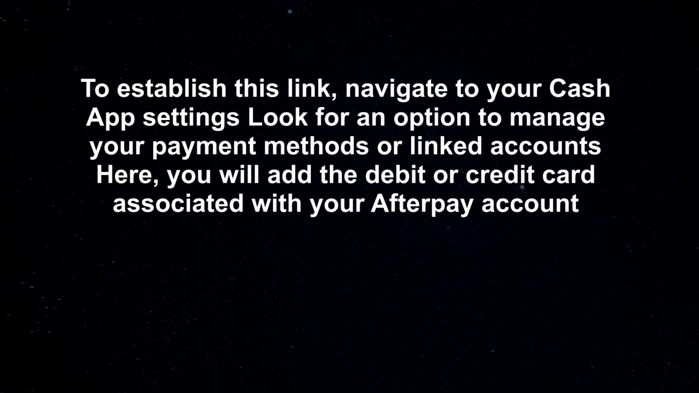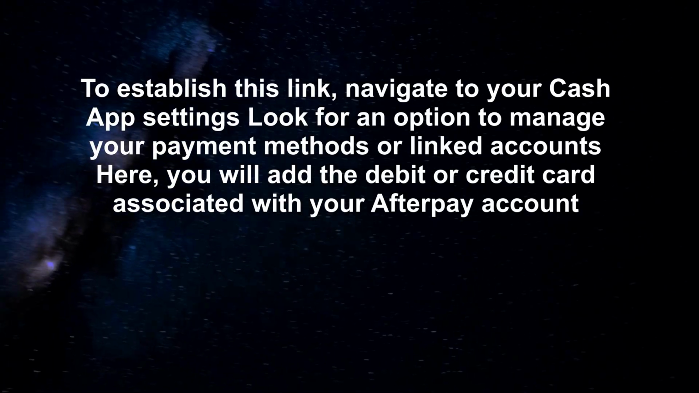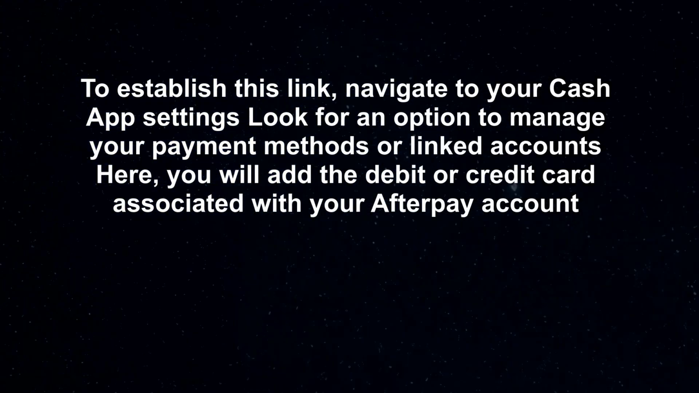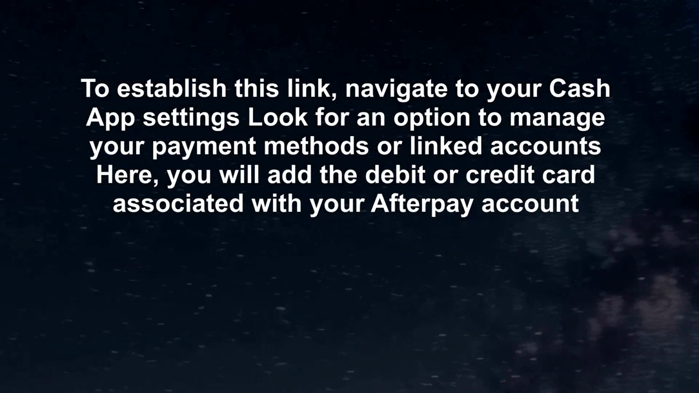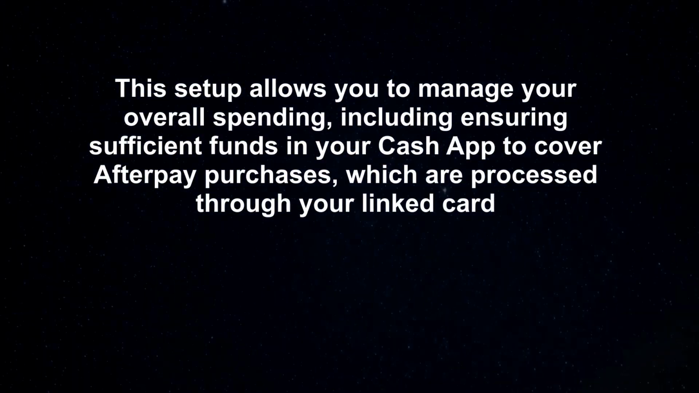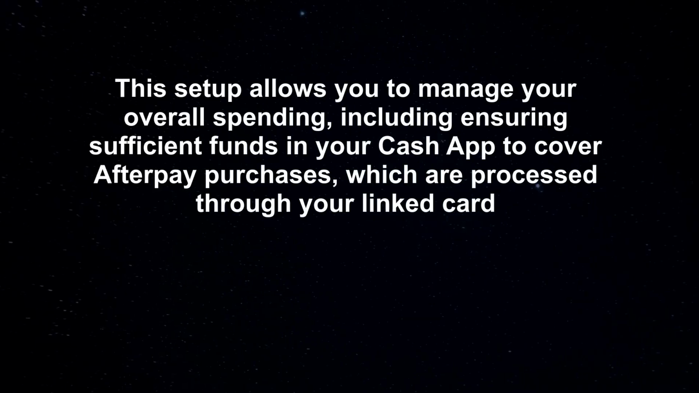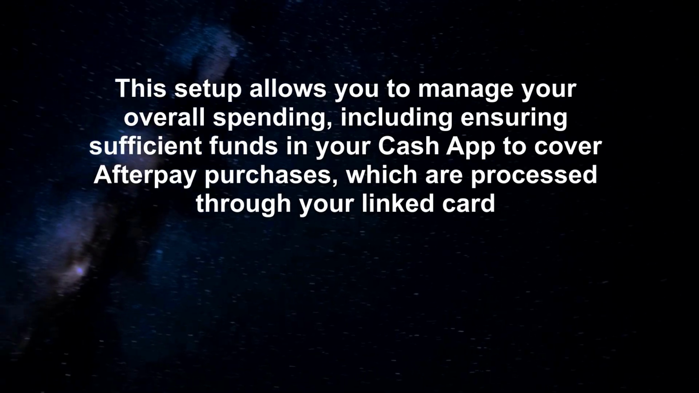To establish this link, navigate to your Cash App settings. Look for an option to manage your payment methods or linked accounts here. You will add the debit or credit card associated with your Afterpay account. This setup allows you to manage your overall spending, including ensuring sufficient funds in your Cash App to cover Afterpay purchases, which are processed through your linked card.